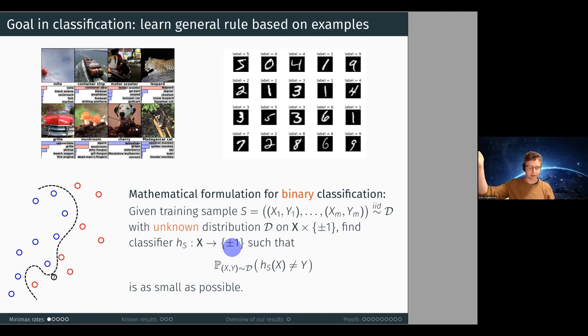And how this is mathematically modeled is, you assume that there is some underlying probability distribution D, which is the joint distribution of the inputs and the labels, which you do not know. Basically, this tells you how probable each of the inputs is, and given an input, with which probability plus or minus one is the correct label. And you only receive a bunch of training samples distributed according to this distribution. And the goal is, based on this training sample, to find a classifier h_S, which has very small loss, so that the probability of mislabeling a new input is as small as possible.